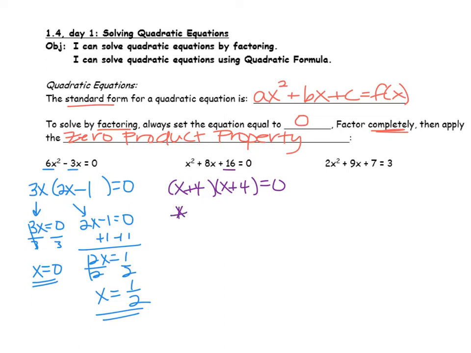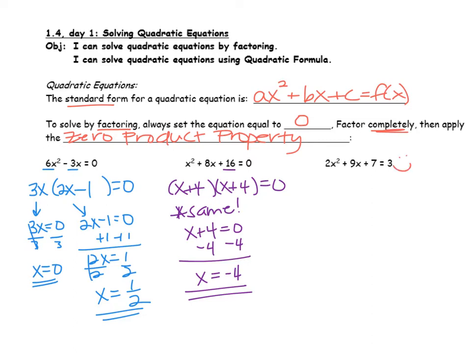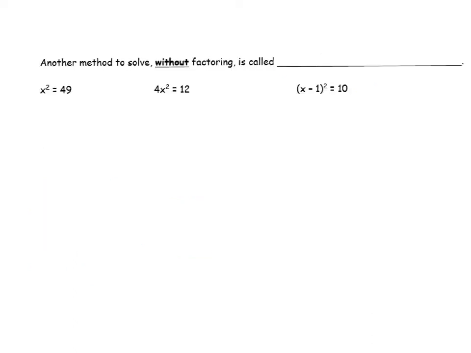Notice the parentheses are the same, so we only need to set one of them equal to 0. You wouldn't have to solve it twice, because you'd get the same answer. This means this quadratic only has one x-intercept at -4. We'll save that last question on the right for class tomorrow, but let's try the next set of problems.